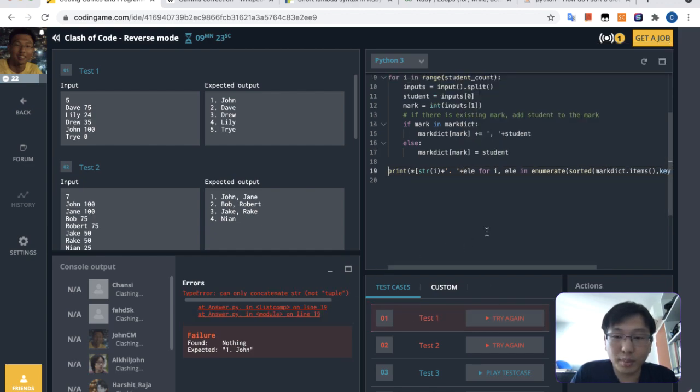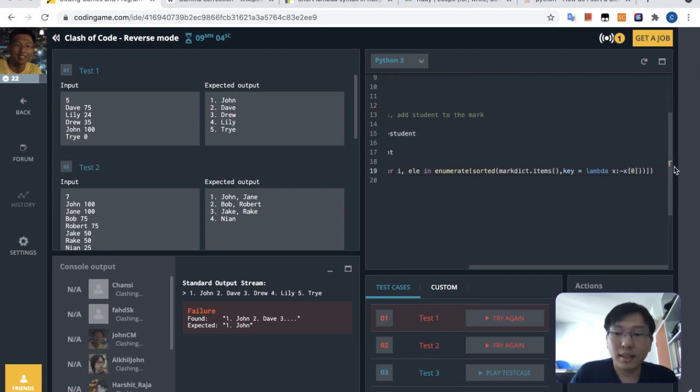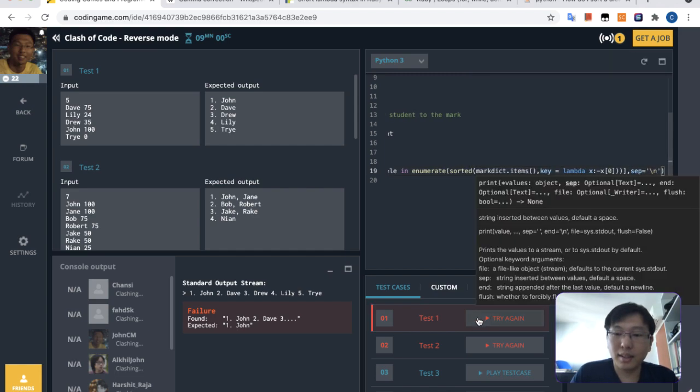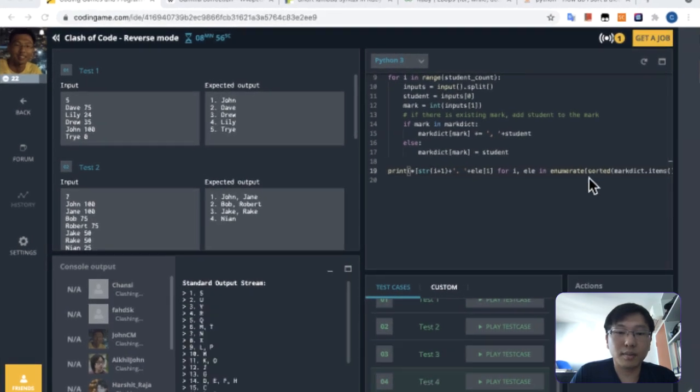Can only concatenate string but not tuple. Okay, so we need to take out the second element of Ellie, which is the name. So let's try doing this. So John, Dave. Okay, so over here enumerate starts from 0, so we want to do it as 1, 2, 3, 4, 5. And then over here at the print statement, we separate by new line. So this should work. Okay, very good. It works.